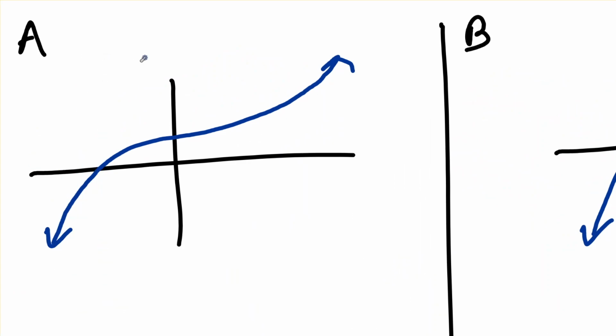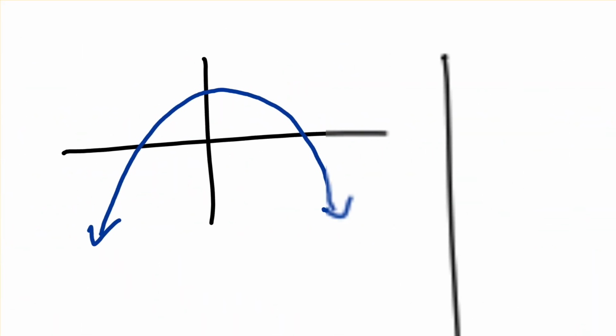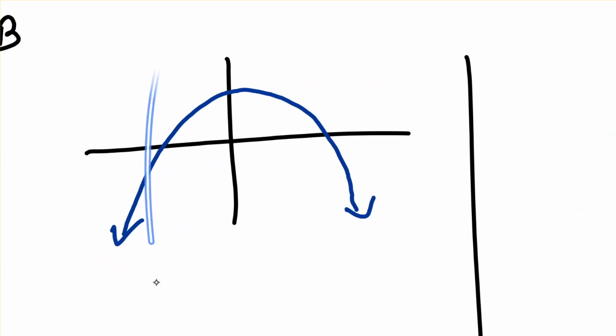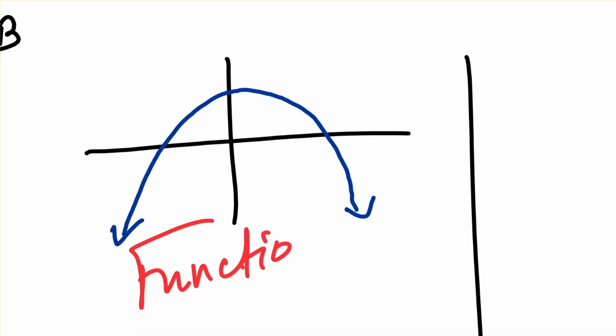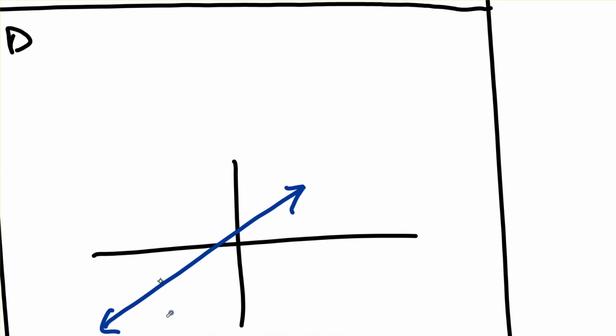So here as I draw my imaginary vertical lines, if you need to, you can trace your finger over the screen. We see that it only hits one point at a time. So that means this one is a function. Let's go over to B. Here as I trace my imaginary vertical lines, it only ever intersects one point, so it is a function. Down to D. Again, no matter where I trace, it only hits one point. This is a function.